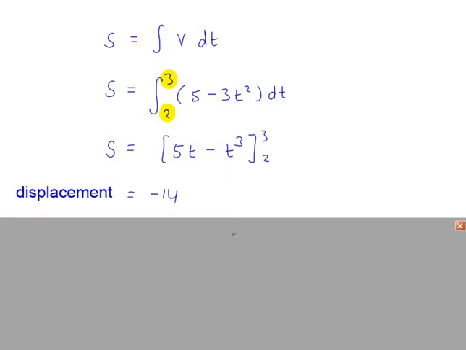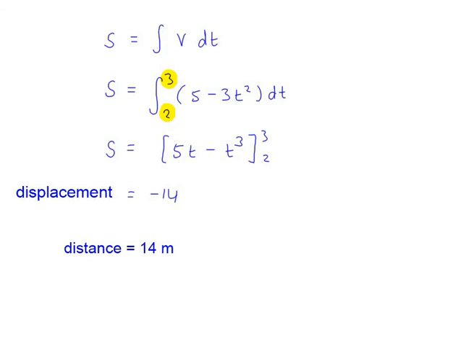So the displacement is minus 14 meters, which means the distance traveled, which is always a positive value, is 14 meters. Make sure you don't confuse these two. Displacement can be positive or negative, but distance is always positive.